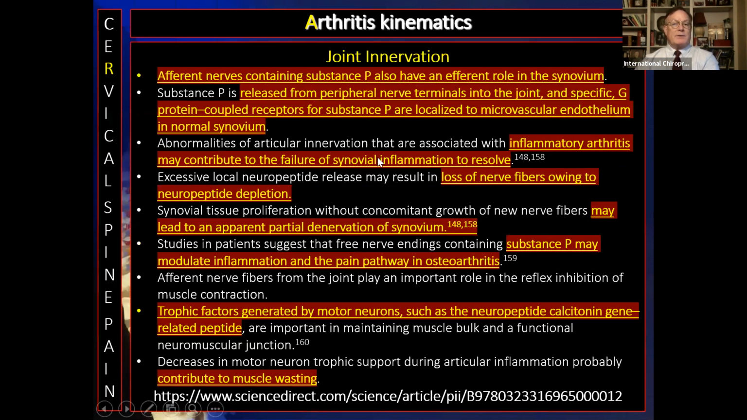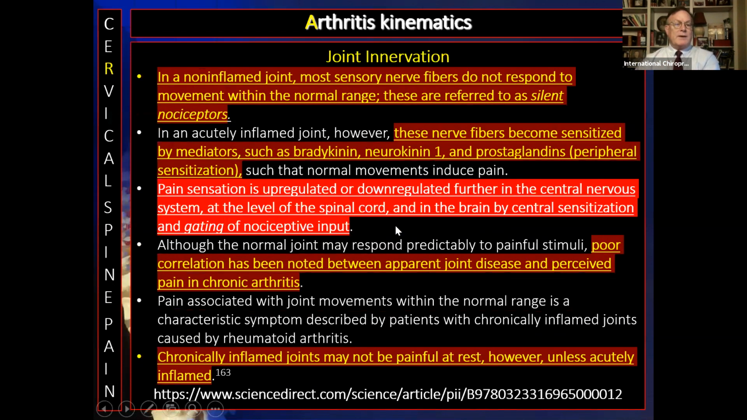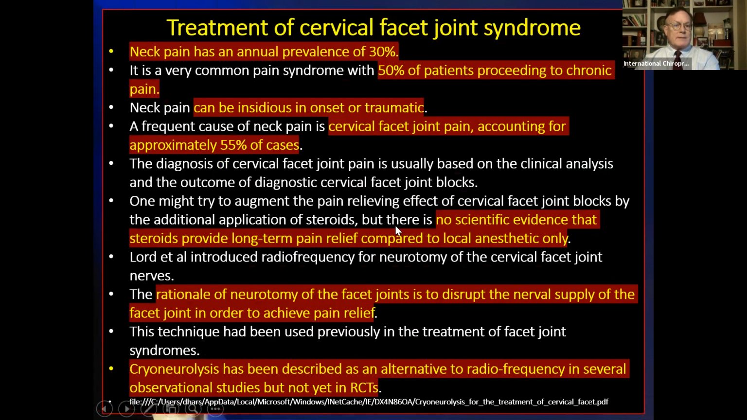Okay, so afferent nerves, we'll move on. And you can go back and freeze frame this and read these. Neck pain has an annual prevalence of 30%. Very common pain syndrome, with half the patients proceeding to chronic pain, and that's what we want to take care of. We don't want to take non-steroidal anti-inflammatories like ibuprofen and Motrin and such, and we don't want to take narcotics for sure. But if one third of us have neck pain and half of us are going to have chronic problems down the road, we need to fix that.